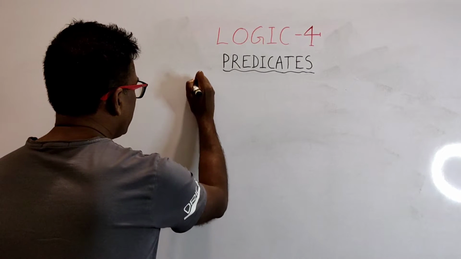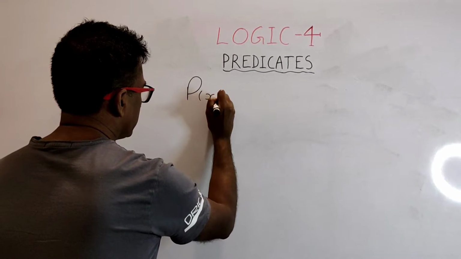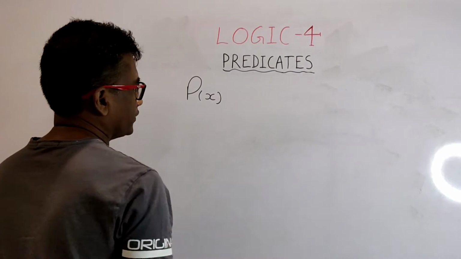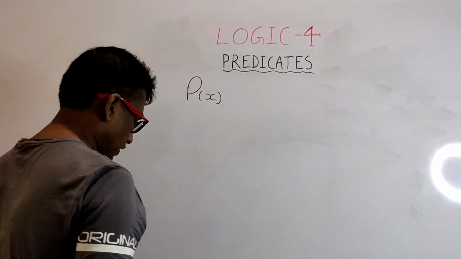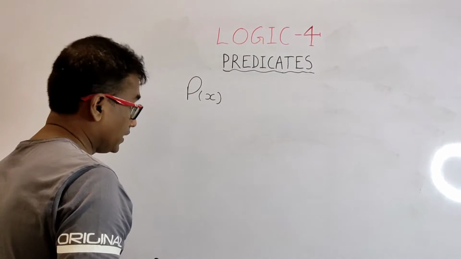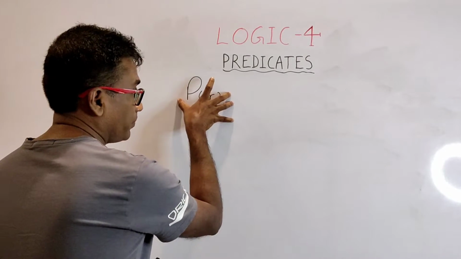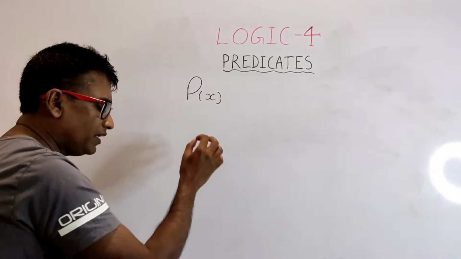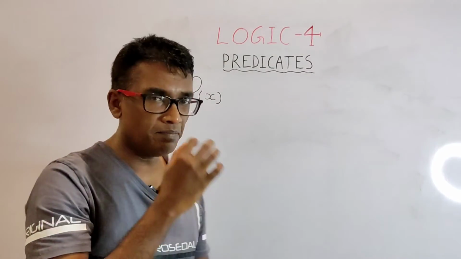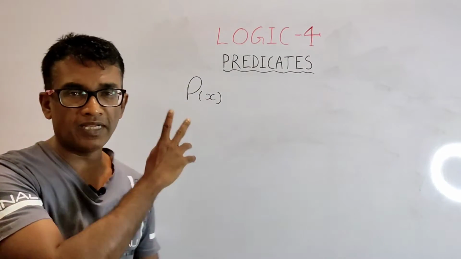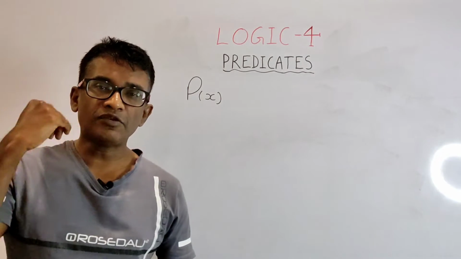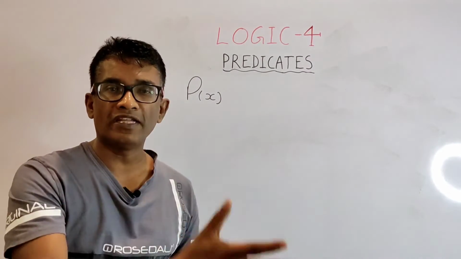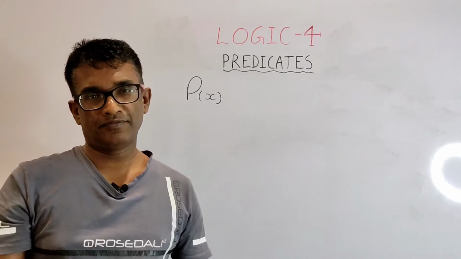So how can we convert a predicate to a proposition? How can this acquire a truth value? There are two ways to convert a predicate to a proposition. The simplest way to convert a predicate to a proposition is to replace its variable or variables with known values.